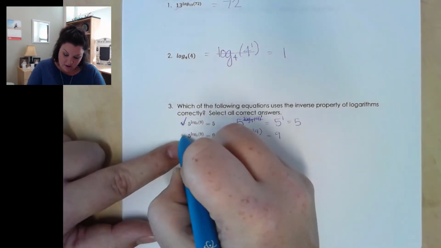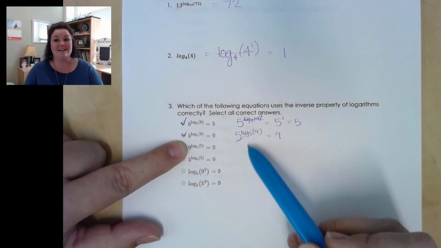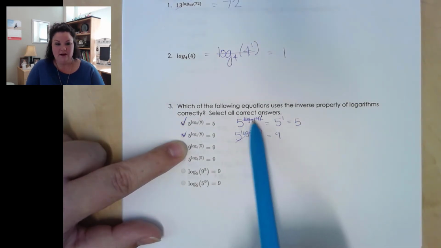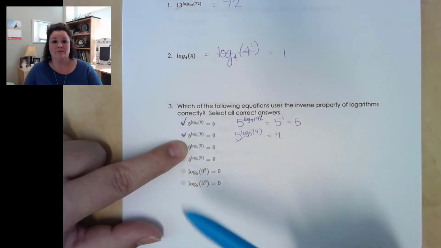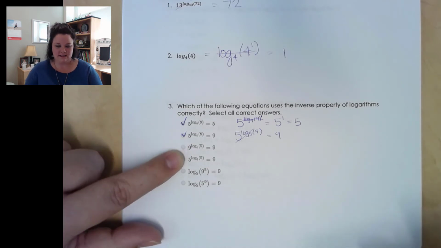So this one also represents the inverse property of logarithms. It's just in these two cases, they canceled in different ways, right? This one canceled in the log up in the exponent. This one canceled with the exponent and the log that is within it, right? All right, let's look at this next one.